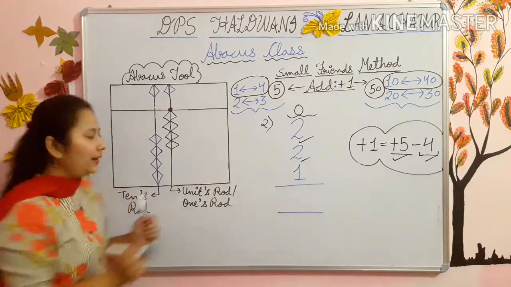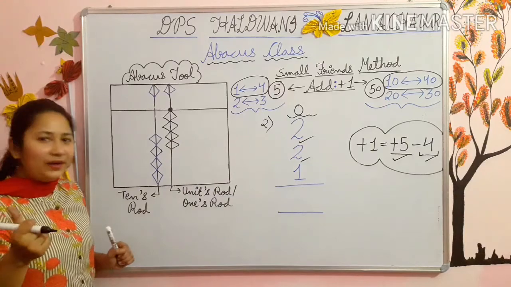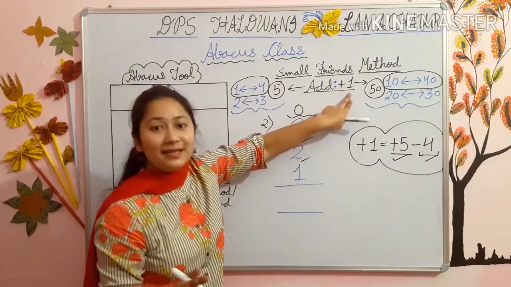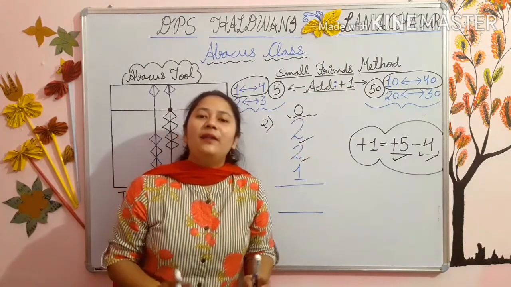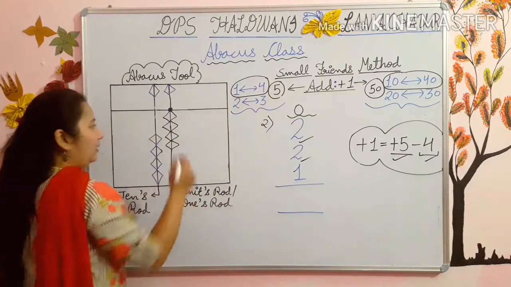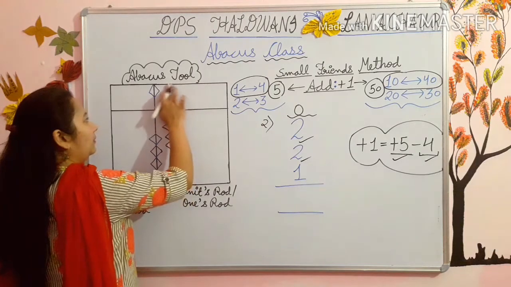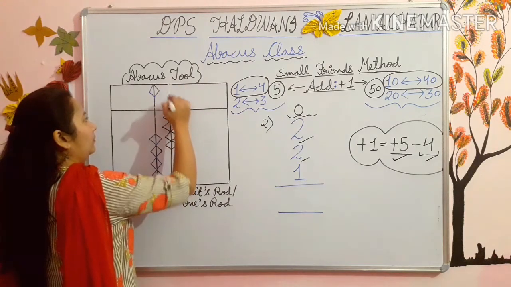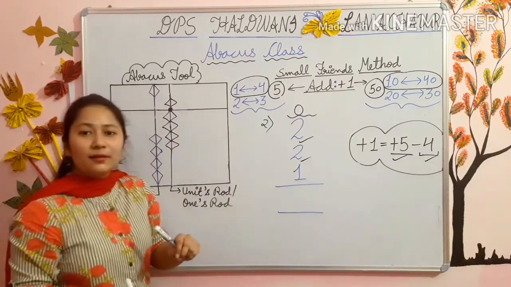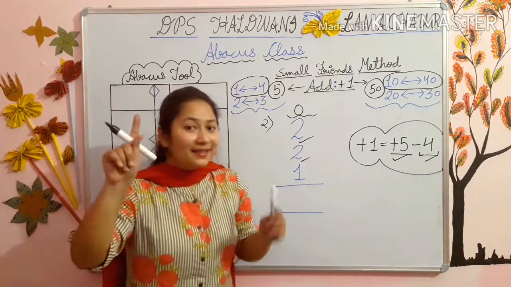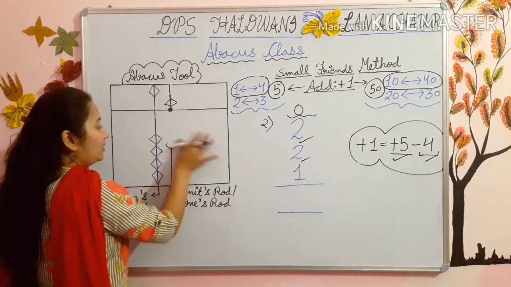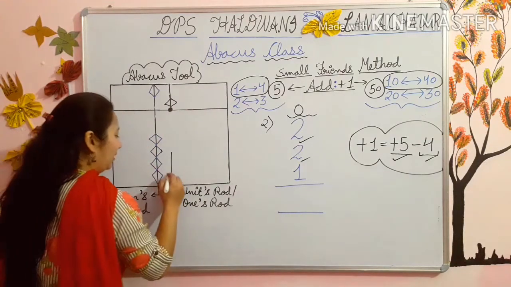अब आपको 1 add करना है and you can see here bead is not there. So whenever you have to add 1, our topic is add 1. So whenever you have to add 1, what you will do? First of all, you will add 5. And you will subtract the friend. Now one friend is 4. So you will subtract 4. Subtract means minus. Minus means put the beads down.